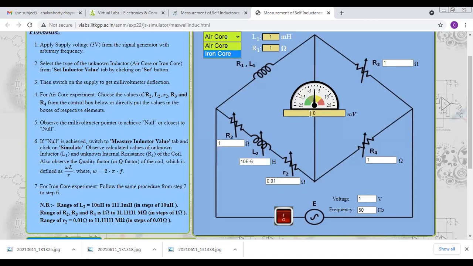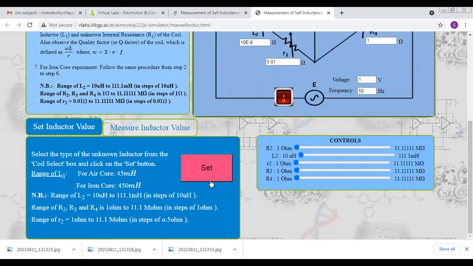We have to make this pointer reach the zero position, meaning the null position, or at least it should tend to zero. Somewhere we could not reach exactly zero, but it tends to zero. Then we can calculate. We just come to here and set here.